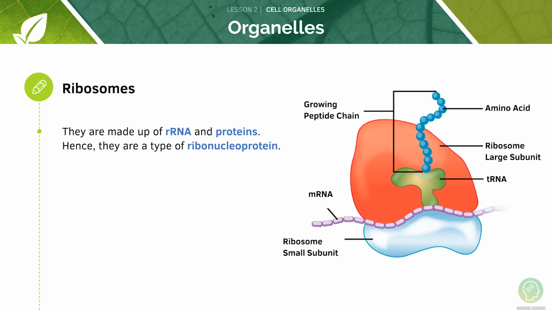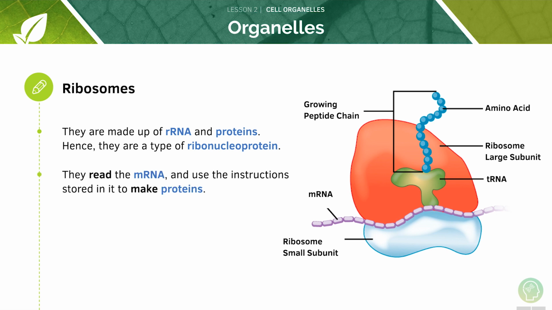They are made up of rRNA and proteins. Hence, they are a type of ribonucleoprotein. They read the mRNA and use the instructions stored in it to make proteins. Ribosomes receive genetic information from the DNA in the form of mRNA.